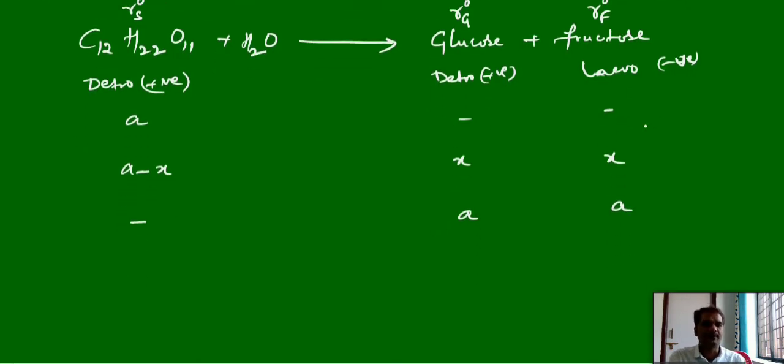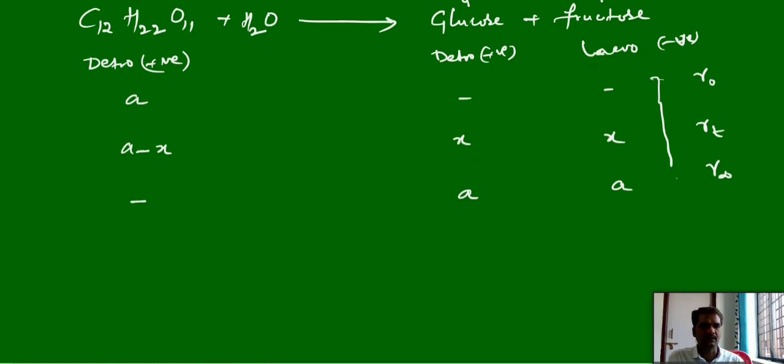And apart from that, they will use the data like this. Initially the optical rotation is R0, at a time t the optical rotation is RT, and finally at infinite time the optical rotation is R infinity. And we have the formulas.